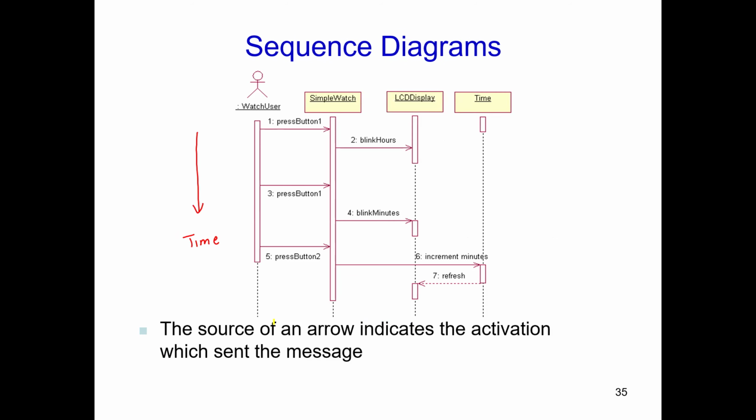Here's another example. This is representing the interactions of the user with the watch. So you have the watch, the LCD display, and the time. This is basically illustrating the process of setting the time for that watch. You press button 1, and the simple watch showing blink hours is going to be showing in the LCD display. And then after that, you press a button, blink minutes, press another button, you increase the minutes, you refresh, and then you continue that process.